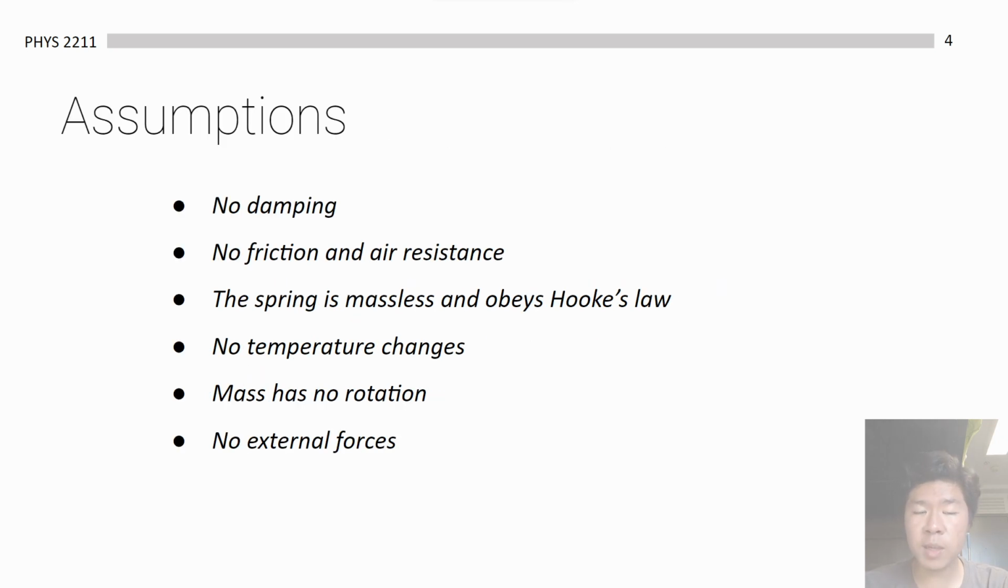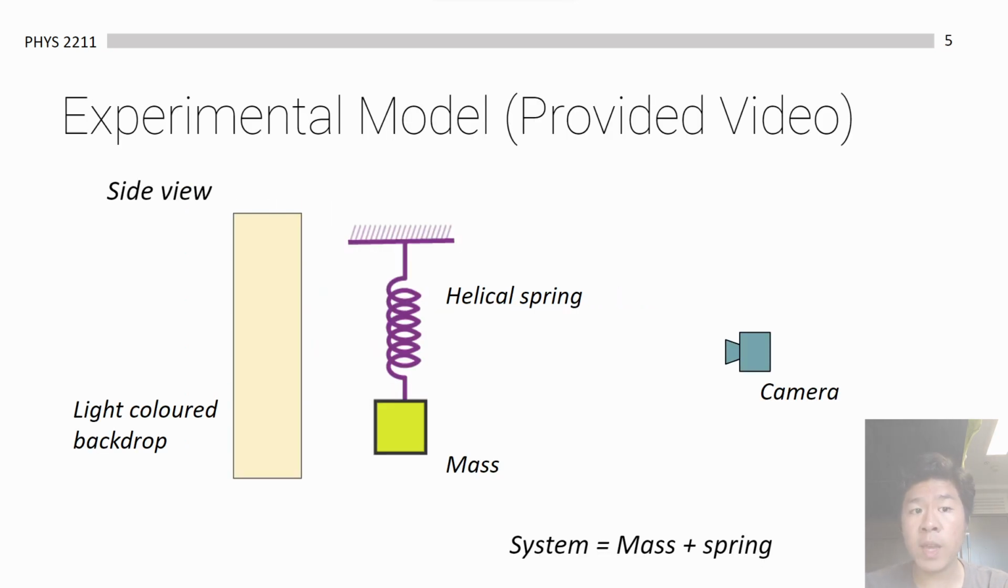So we're going to begin with some assumptions. We're assuming no damping, no friction, no air resistance, that the spring is massless and obeys Hooke's law, no temperature changes, no rotation of the mass, and no external forces. So for the provided video, we have a mass dangling from a helical spring suspended against a light colored backdrop and a camera filming from some distance away. We define the system as the mass plus the spring and everything else as the surroundings.